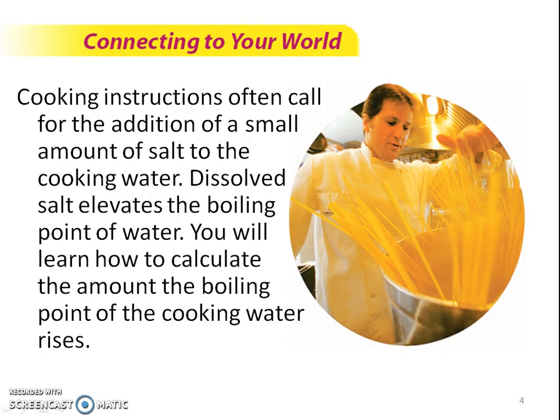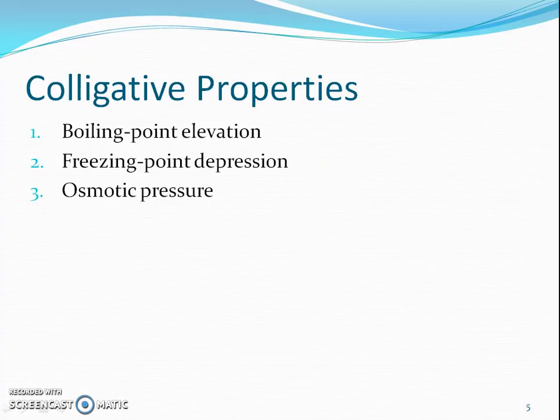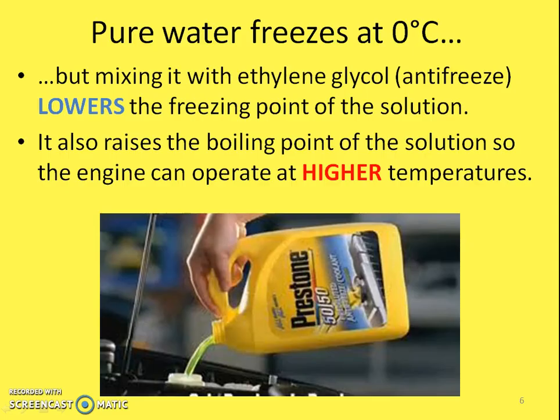Cooking instructions often call for the addition of a small amount of salt to cooking water. Dissolved salt elevates the boiling point of water. And I don't like them saying that. I like to say dissolved salt elevates the boiling point of the solution, the salt water solution. You will learn how to calculate the amount the boiling point of the cooking water rises. So the three colligative properties are boiling point elevation, freezing point depression, and osmotic pressure.